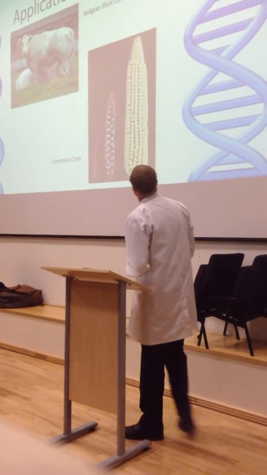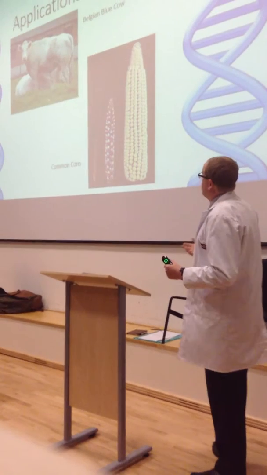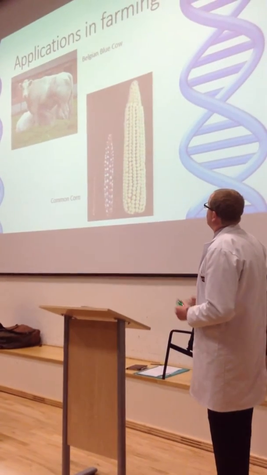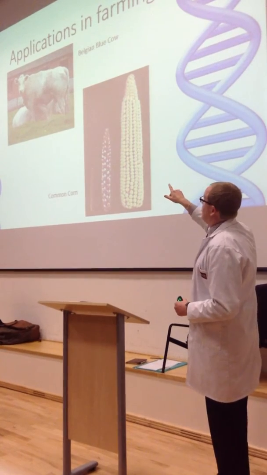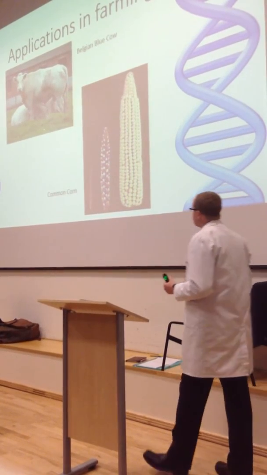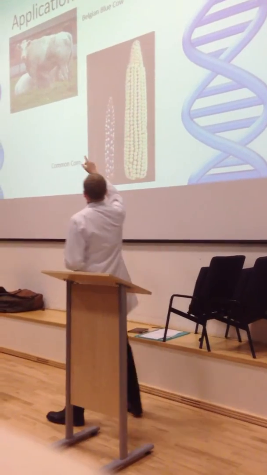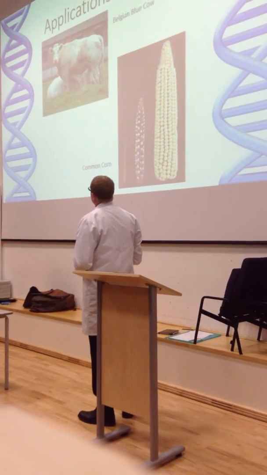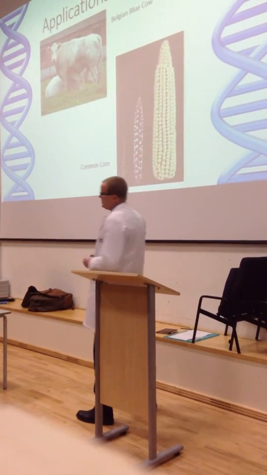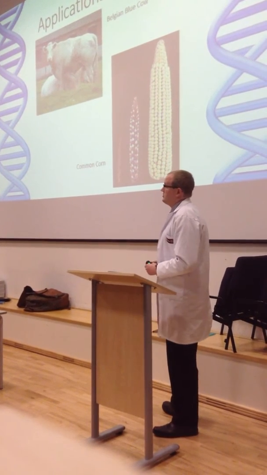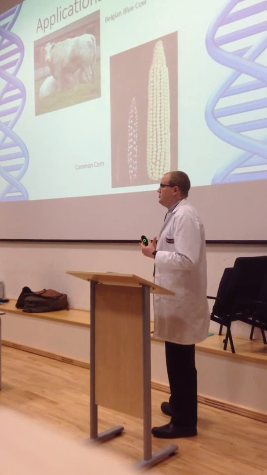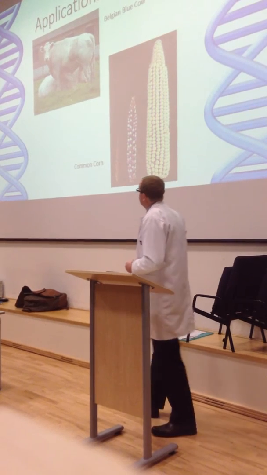So why is this important? Well, the first application that comes to mind is actually in farming and agriculture. So these are two examples of what's called selective breeding. What we have here is a Belgian blue cow, which actually has a recessive mutation. It has a faulty gene that regulates myostatin, which means it has overdeveloped muscles. So it has a greater volume of much leaner meat.